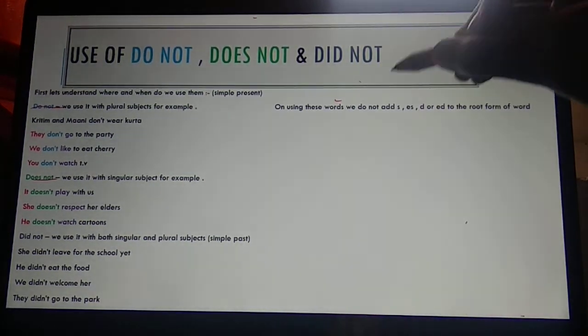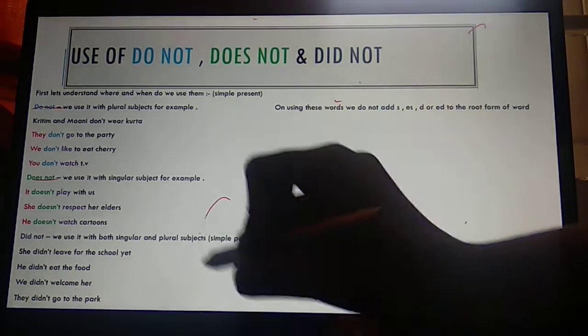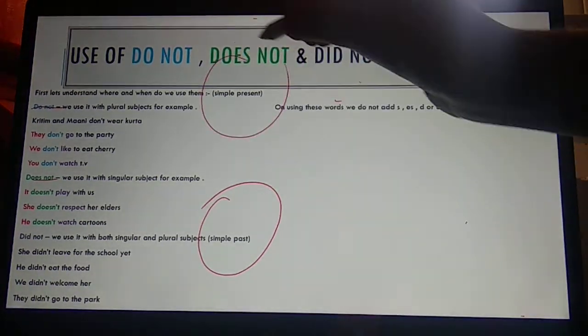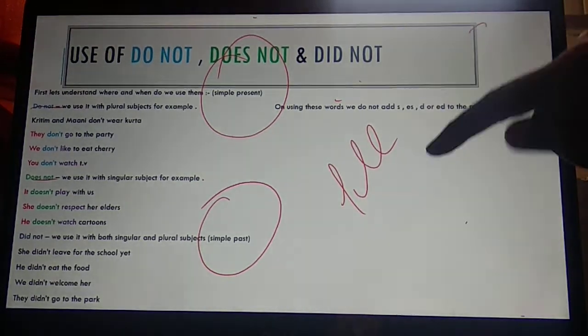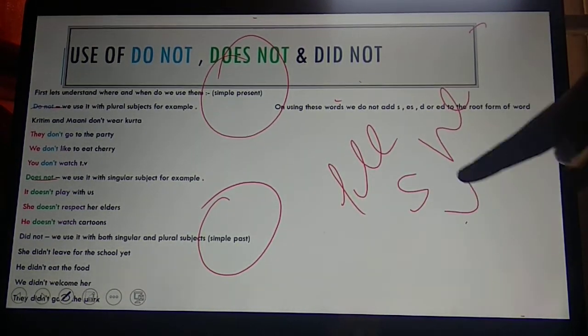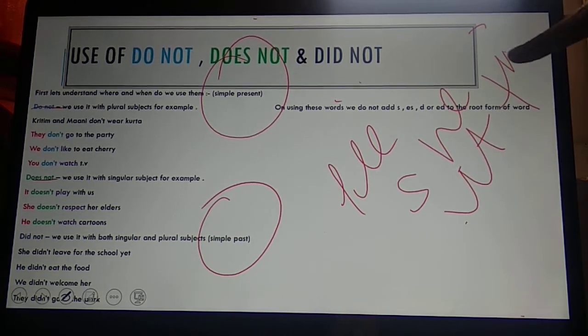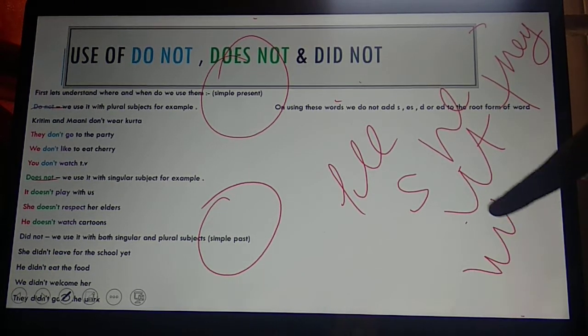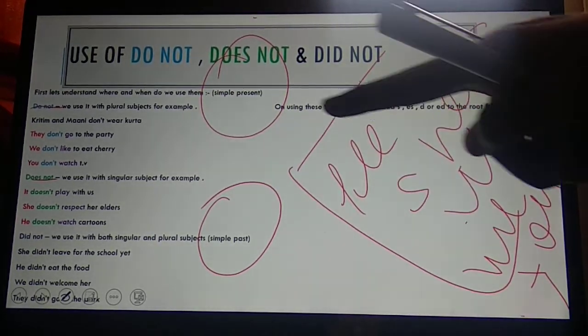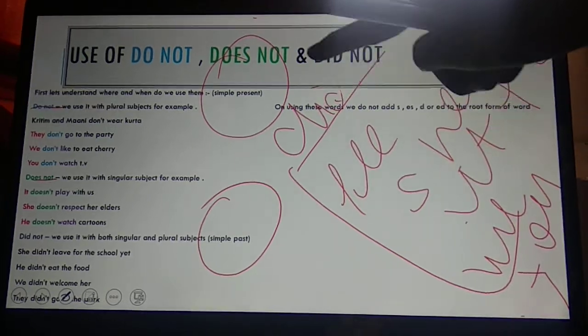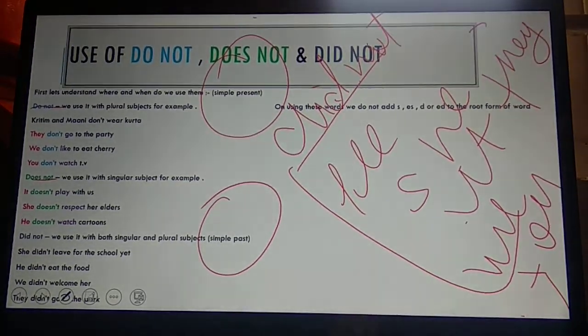Now comes did not. So did not is used in simple past, and do not and does not are used in simple present. I have told you in the beginning of this video. So did not is used with both plural and singular subjects in past tense. He, she, it, they, we, you. So we are going to use did not in front of them in past tense. Okay, we can use did not with both singular and plural subjects.